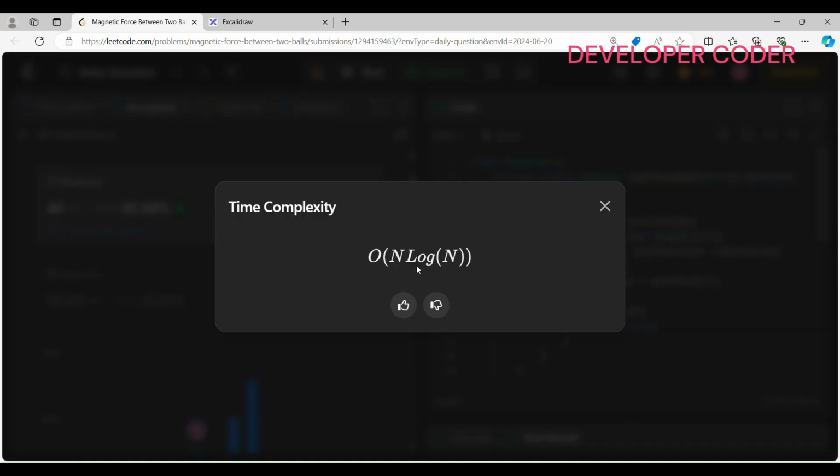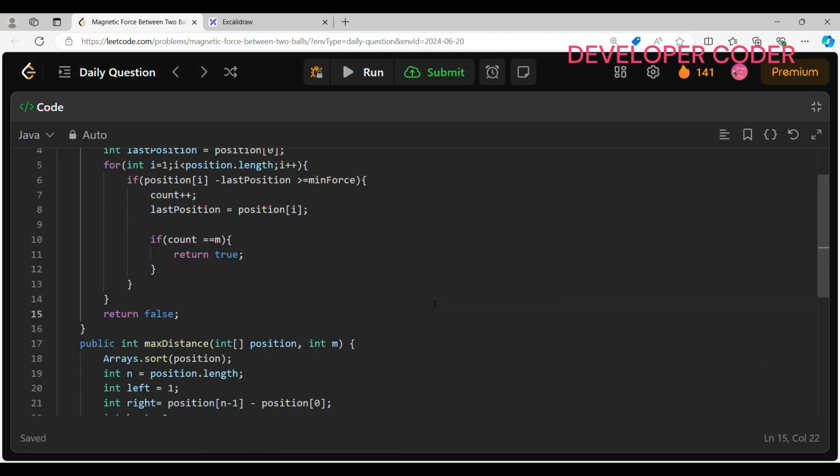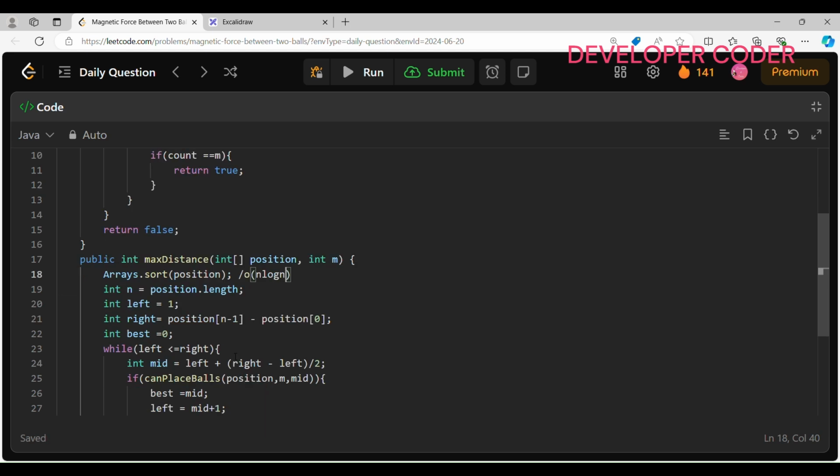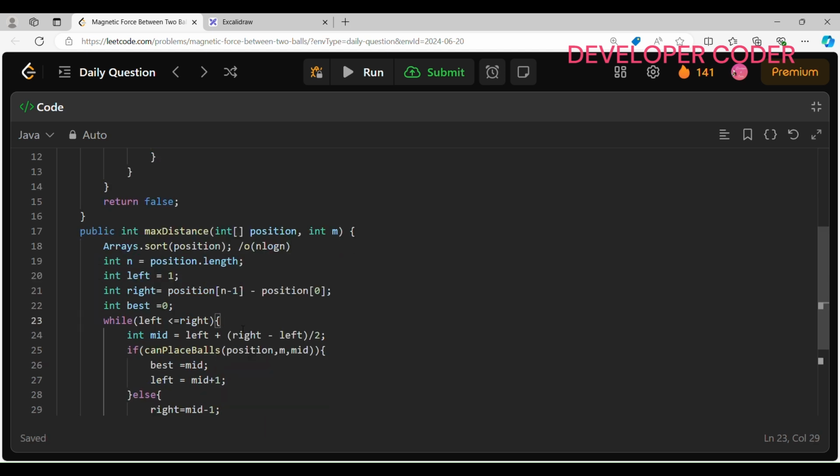And the time complexity is going to be O of n log n. Okay, so see why time complexity of n log n. So here this is the maxDistance method, right? In this method we are first sorting the position array. So here my time complexity is going to be O of n log n. And after that I am running this binary search. So here I can simply say that the time complexity it's going to take is O of log n, because we are running from left to right, right?